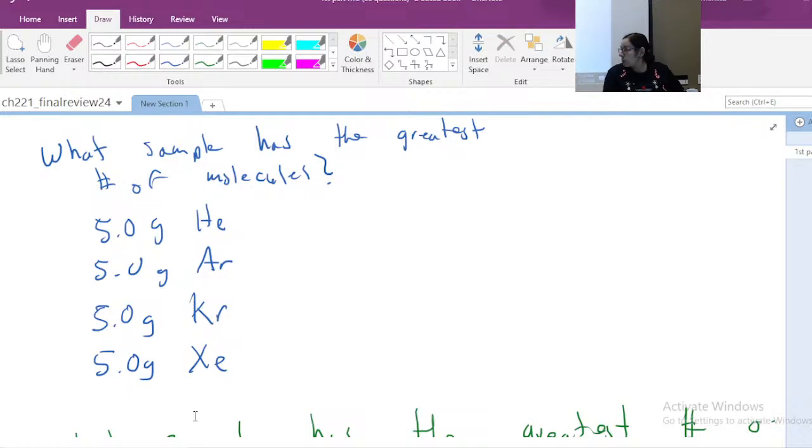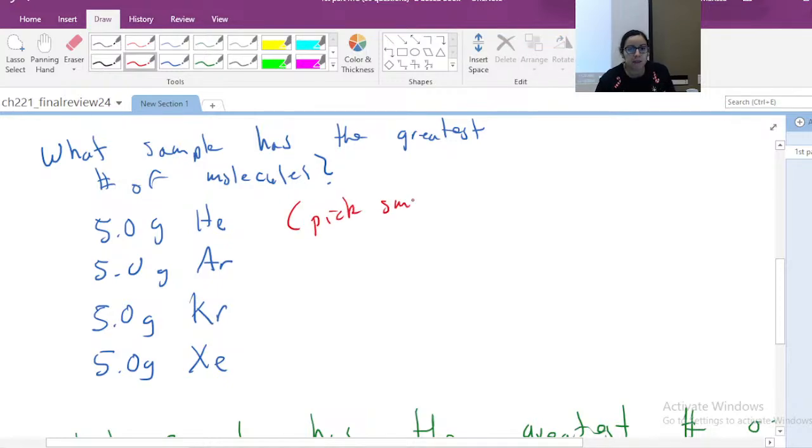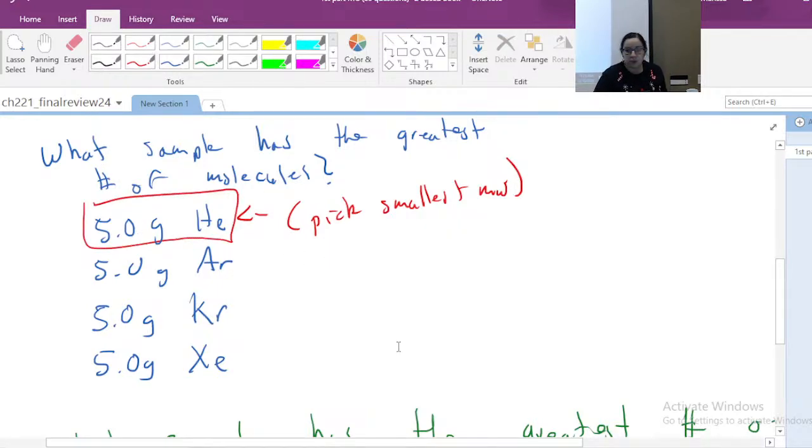And so this one I just so happened to pick a bunch of single gases, but just don't get tripped up if it's like methane versus ammonia. So obviously you're going to have to compare the masses. So good, pick the smallest molecular weight. And of course, for these answer choices, helium is the smallest, so greatest number of molecules.